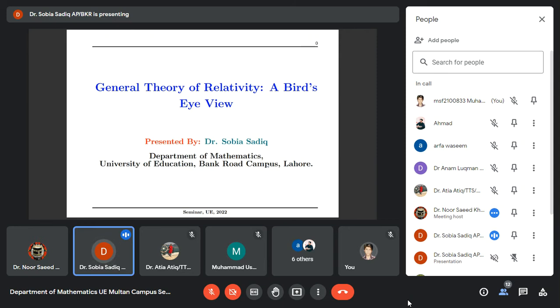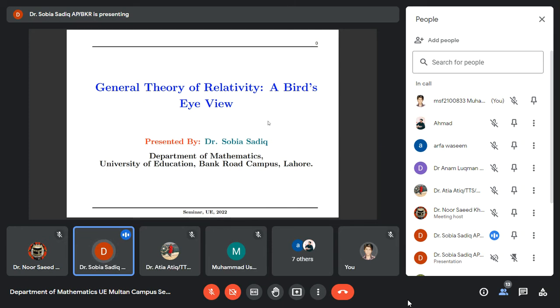When I was invited for this seminar, there was one thing in my mind: that I should speak on a topic which should be very easy for the students to understand and for the layman, for the people who do not know about the general theory of relativity. So I thought that I should keep this talk very basic, and that's why I have added no research work. So let's come to the talk.